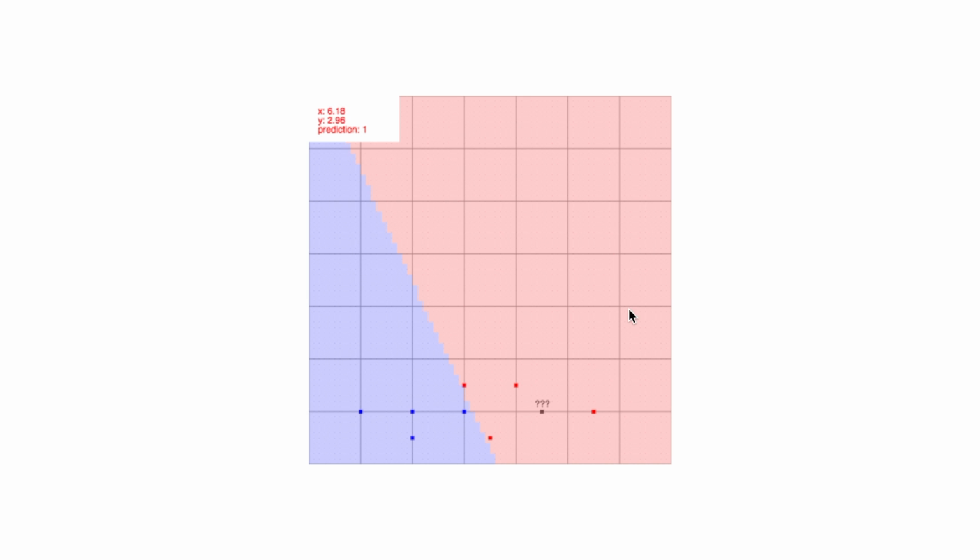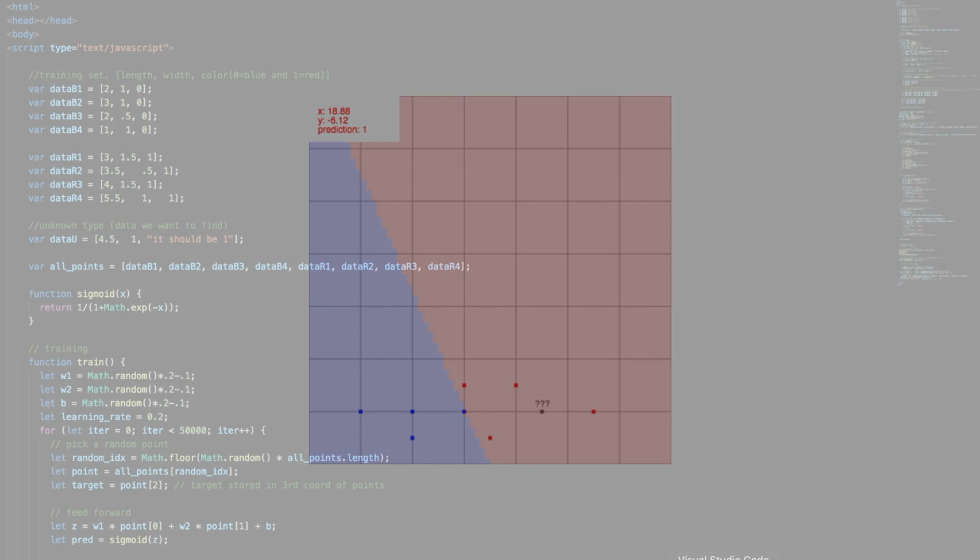Now, every time you refresh this page, the network tries to solve the problem. And you can see the randomness, right? Because we start the weights off with random values, and we pick random points to come to a solution. Now I'm just going to walk you through the JavaScript code pretty quickly. So let's take a look at that.